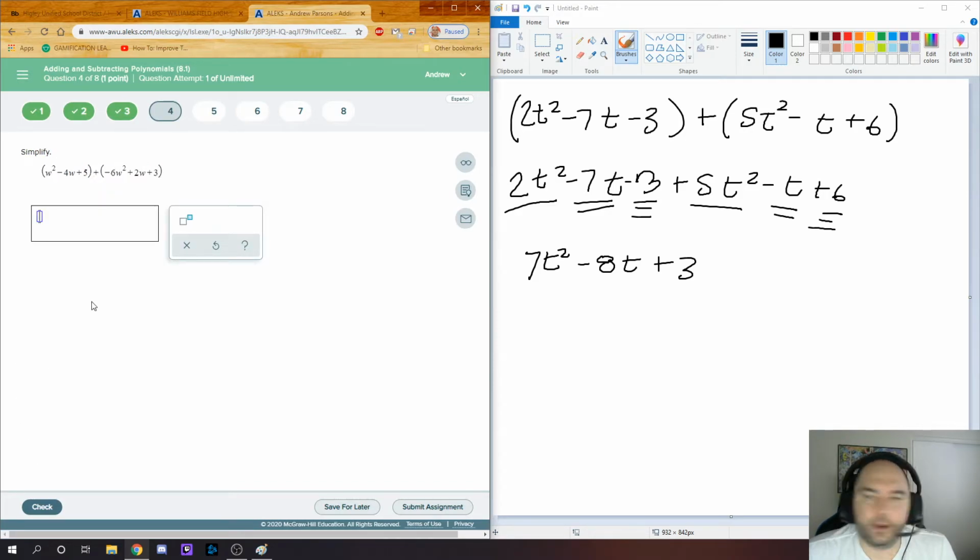All right, now another one. Now, I'll try and do this one mental math. Can we do mental math? Let's just call it mental math. So, w squared, negative 6w squared. So when I combine the w squared terms, I get negative 5w squared.